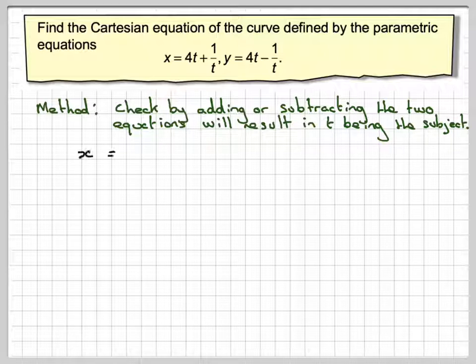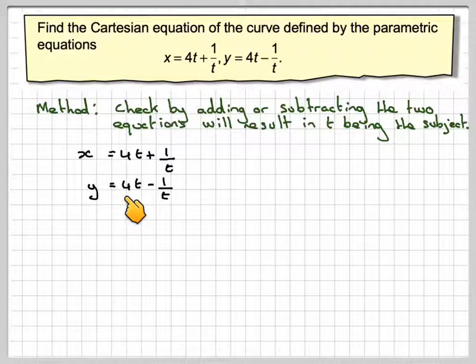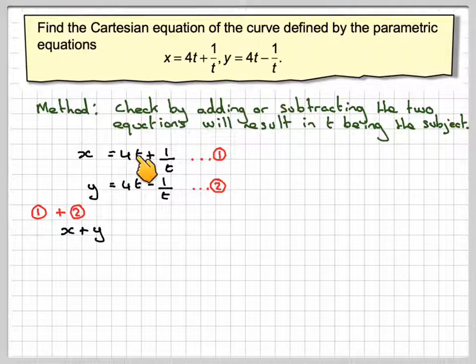So let's just have a look, write these down. So we've got x is equal to 4t plus 1 over t, and y is equal to 4t minus 1 over t. If we call the first one equation 1 and the second one equation 2, and if we now add the two equations, we're going to get x plus y, and here we're going to have 4t plus 4t, which is 8t. We've got plus 1 over t minus 1 over t, they're going to eliminate, and therefore t will be x plus y over 8.